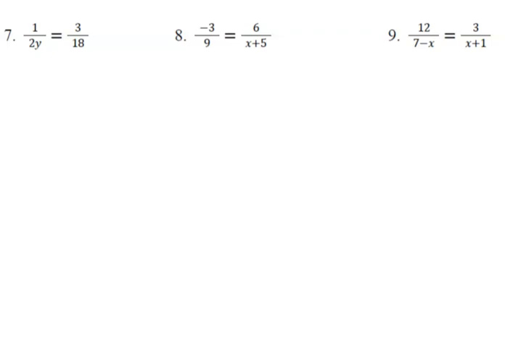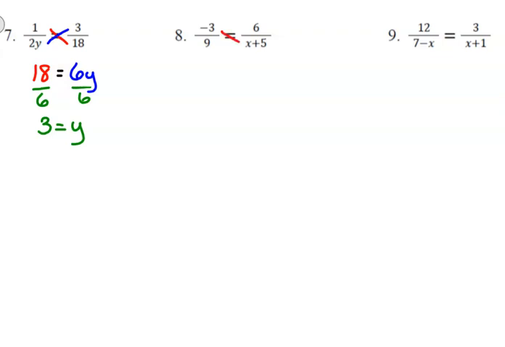So hopefully we've tried 7, 8, and 9. Let's see how we did. So 1 times 18 is 18. 2y times 3 is 6y. Divide both sides by 6, and y equals 3.